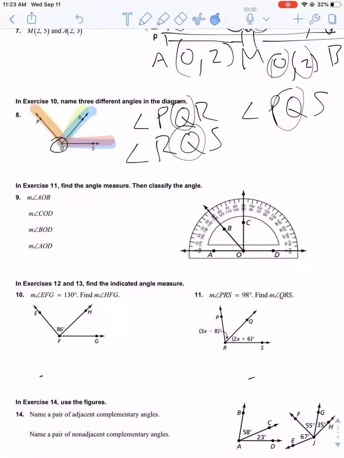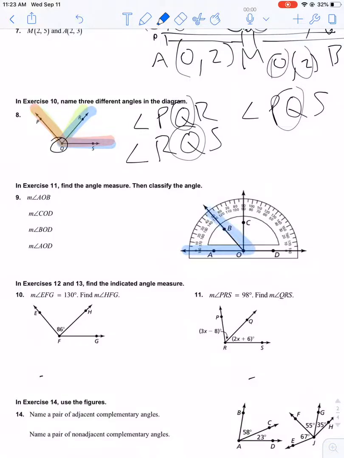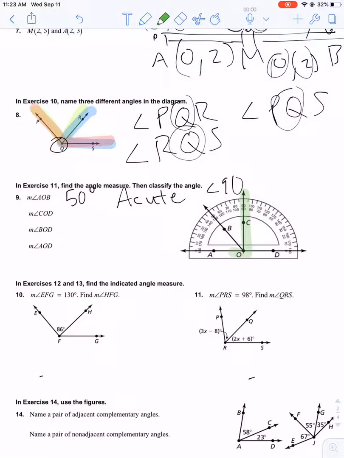Find the angle measurement to classify the angle. So, AOB started at 0, went to 50, so this is 50 degrees. That is acute because it is less than 90. Next one is COD. We started at 0, we went to 90, so the angle is 90, and that is a right angle. Right angles are 90 degrees.